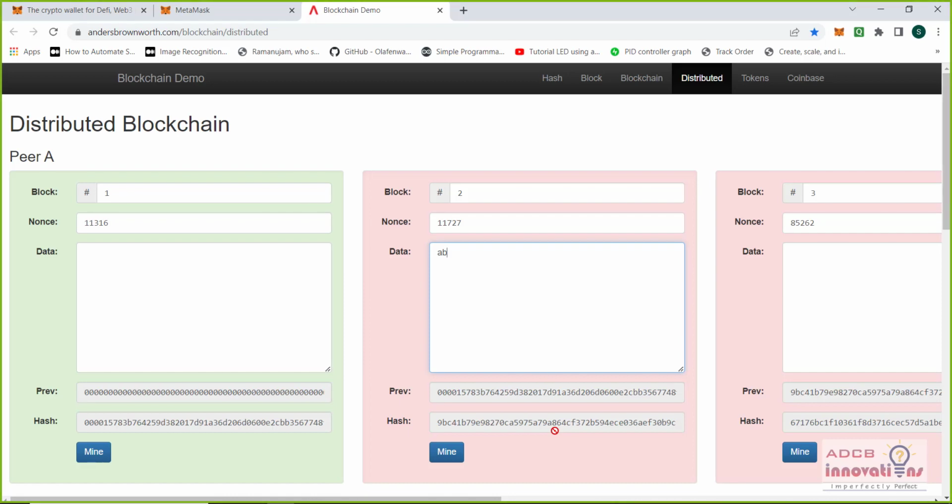In the mining process, what we need to do is solve a computational mathematical problem. This is the target hash, 9BC41. Mining will happen once our system is able to find a hash that is less than this target hash. That is our challenge.